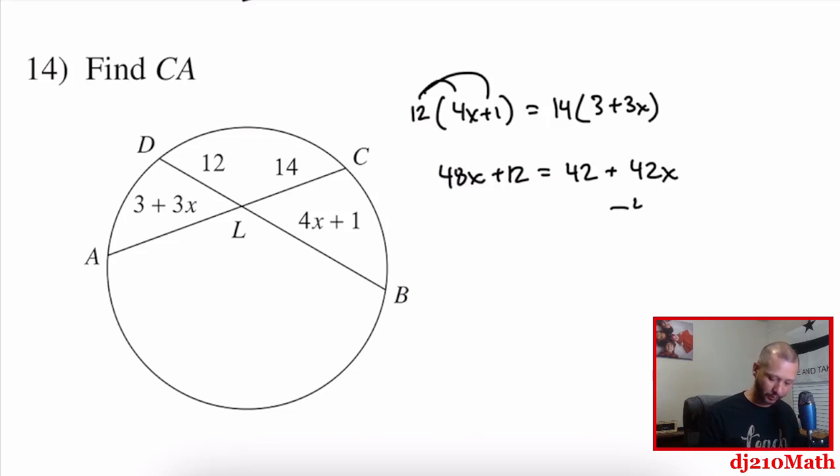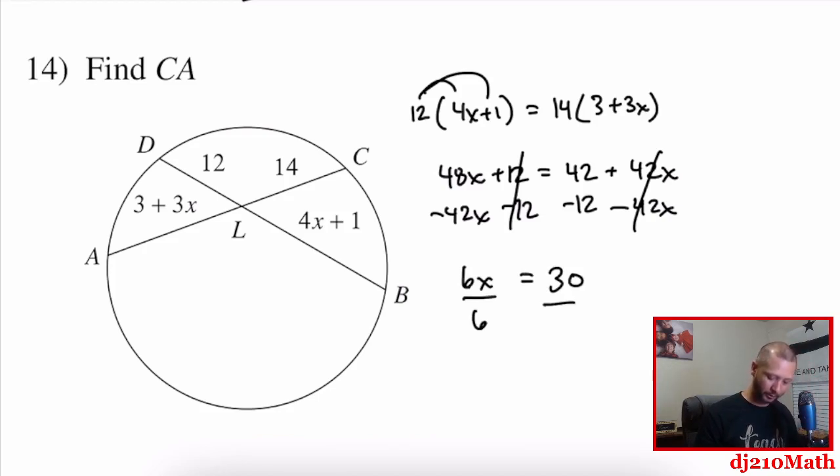Okay, moving all the x's one way. And then moving all the numbers the other way. So 48 minus 42 is 6x. 42 minus 12 is 30. Which is nice because when we divide both sides by 6, x is equal to 5. If x is 5, what are we looking for? We're looking for CA. So if x is 5, 5 times 3 is 15, plus 3 is 18. So 18 and 14, 32.